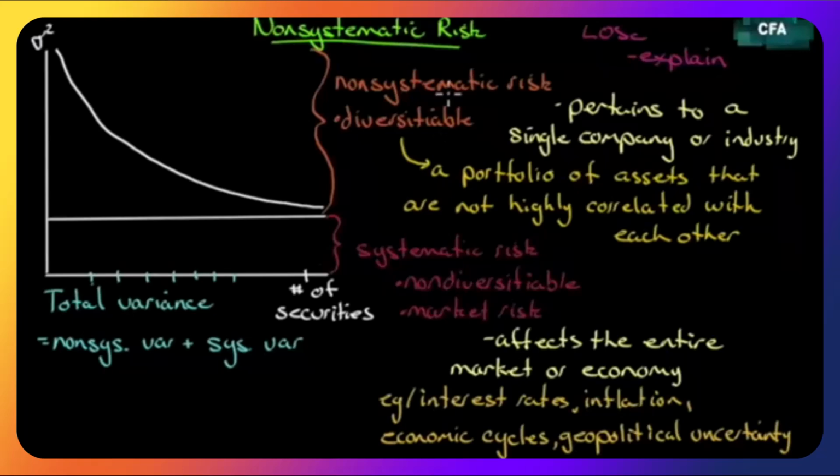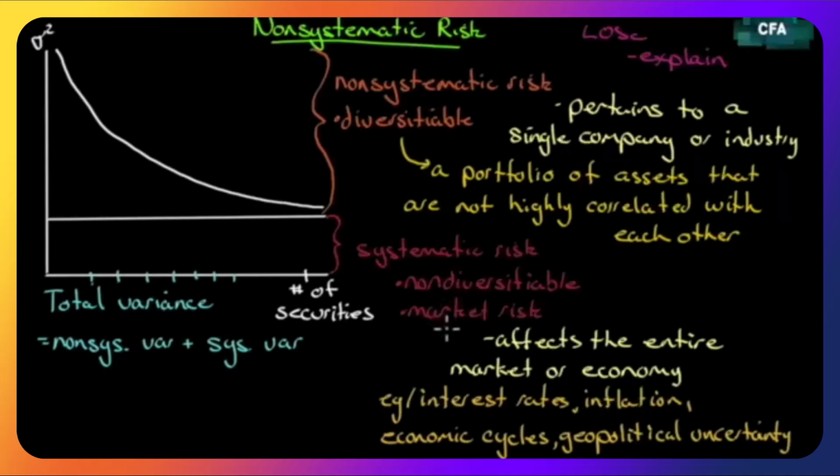So, to be more formal, non-systematic risk, or diversifiable risk, pertains to a single company or a particular industry. And it is diversifiable by creating a portfolio of assets that are not highly correlated with each other. You can get rid of all of this idiosyncratic or non-systematic risk attached with each particular equity. The portion you can't get rid of is the systematic risk, or what is called the market risk. Now, the market is that one factor that affects all equities. So you can't get rid of it. You can manage market risk, but you can't diversify it away.